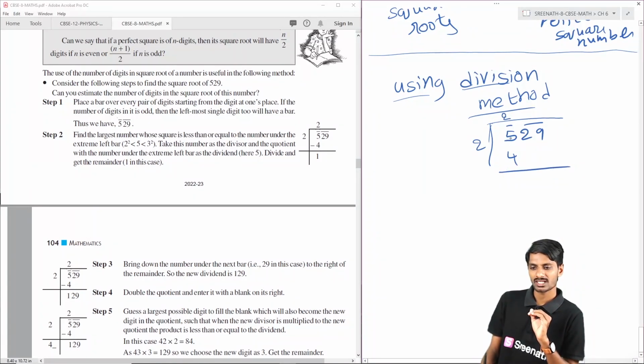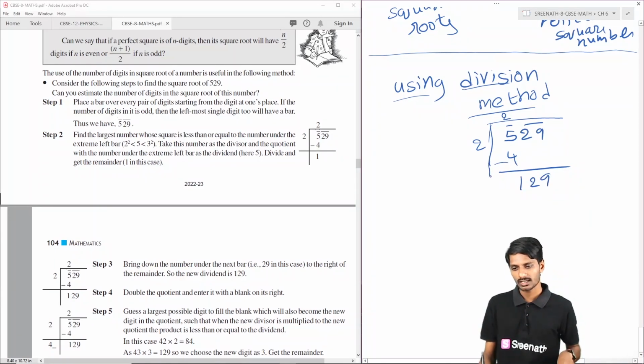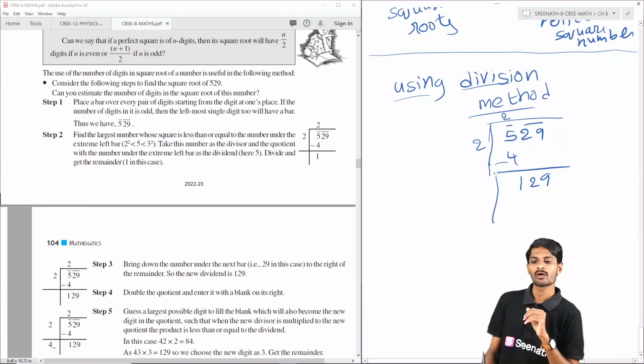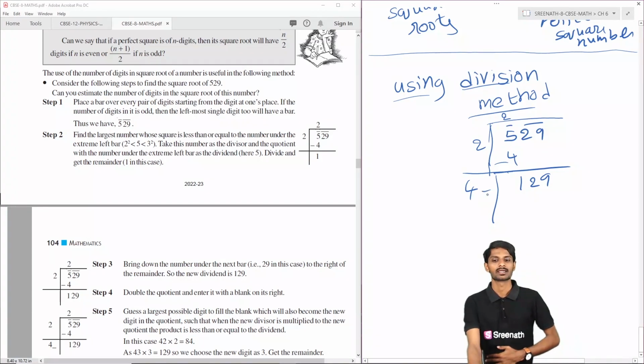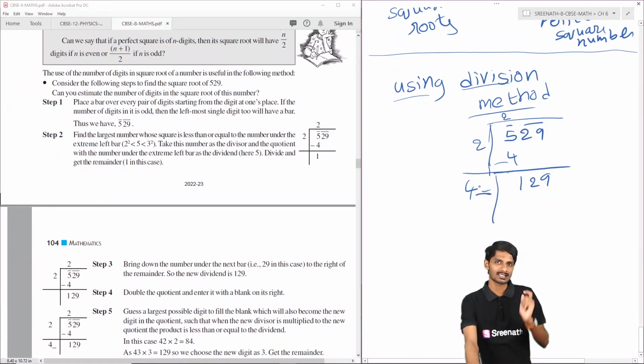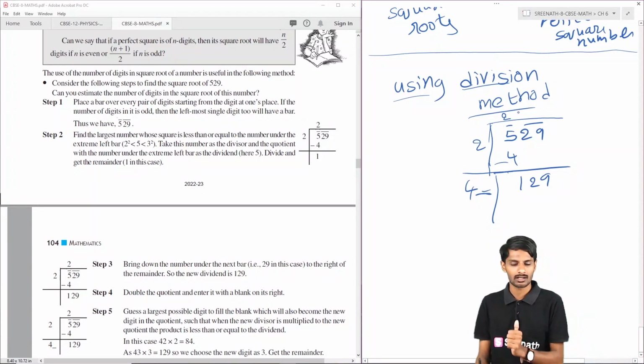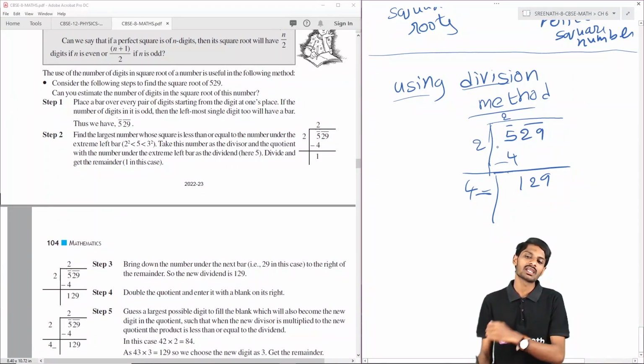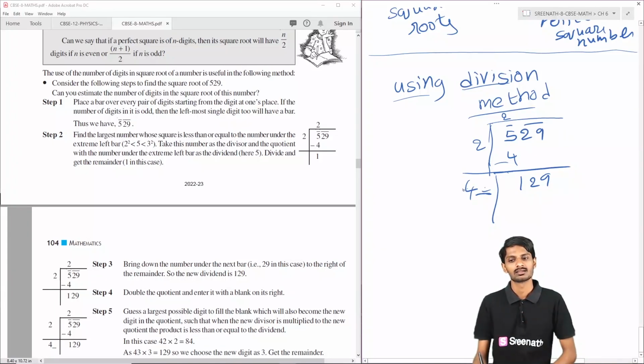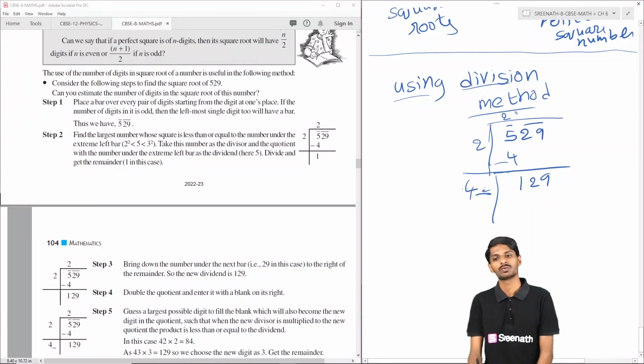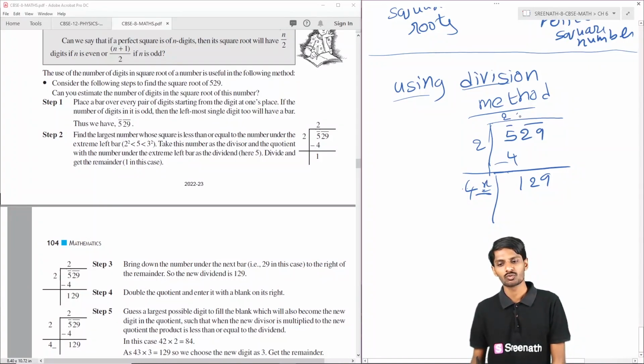Next, you do the subtraction. You will get 1, and you have to bring these two numbers down. It is 129. Now we have to double this number, that is 4, and there is a box here. We have to place some number here and the same number here also. If you place x here and x here, then 4x into x must give a number which is less than or equal to 129.